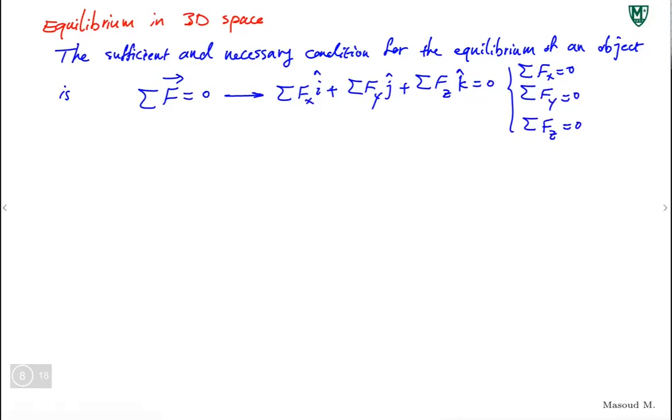Now in this case, we're not sensitive about positive, negative, like before when we were writing for two-dimensional space. We had to come up with an assumption when you write summation of force in x direction is equal to 0, summation of force in y direction is equal to 0, because we need to know which direction we are taking as positive. So we usually say, okay, upward positive for y and right direction positive for x.